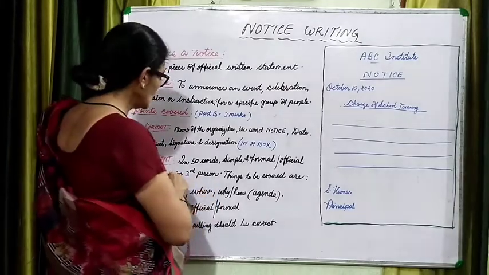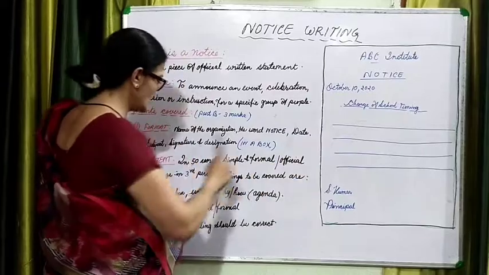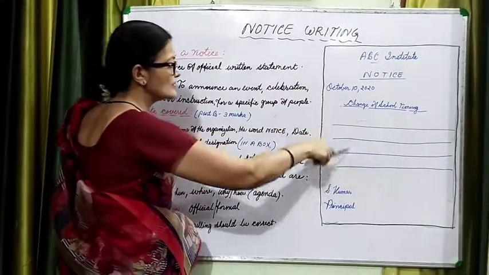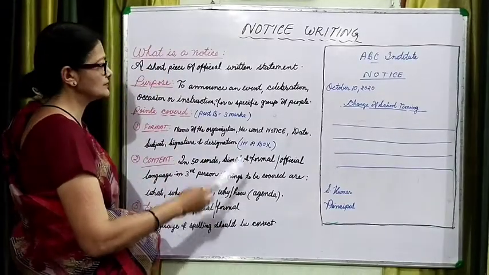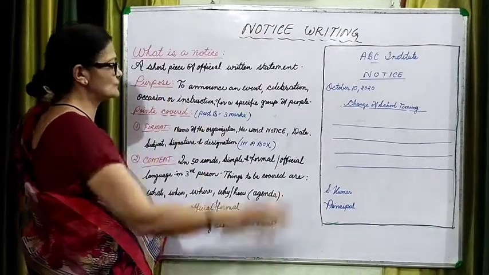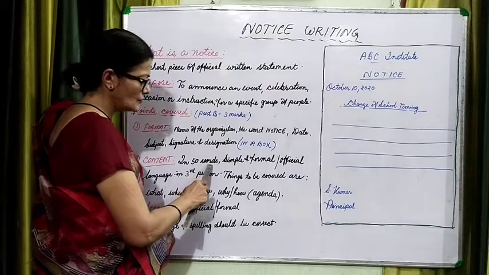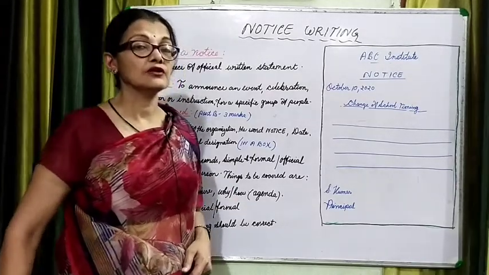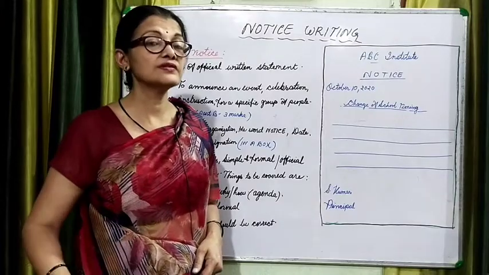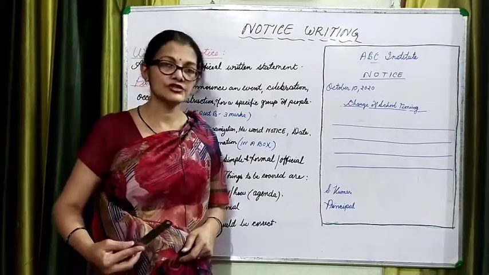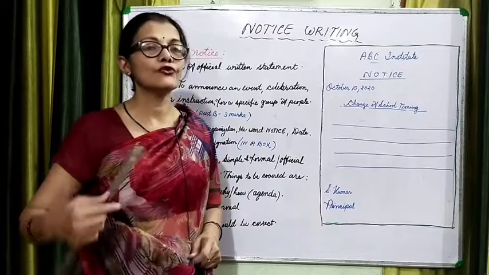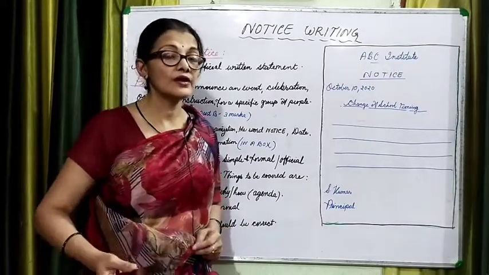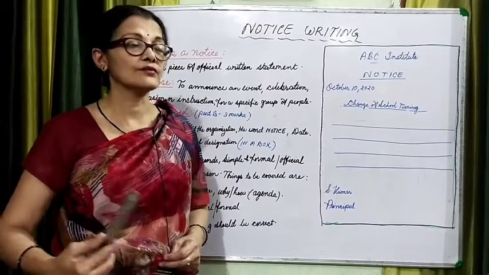Fine. So I was on content in 50 words. Why 50 words? Because a notice is a short writing. It's a short piece of statement. So 50 words, simple and formal. The sentences, the words, the language used should be official and formal. Children, all of you know very well what is formal language and what is informal language.